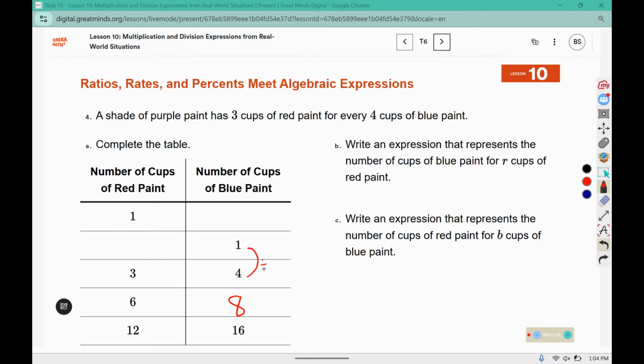4 divided by 4 is 1, so 3 divided by 4 is 3/4. 3 divided by 3 is 1, and 4 divided by 3 would be 4/3, or 1 1/3.